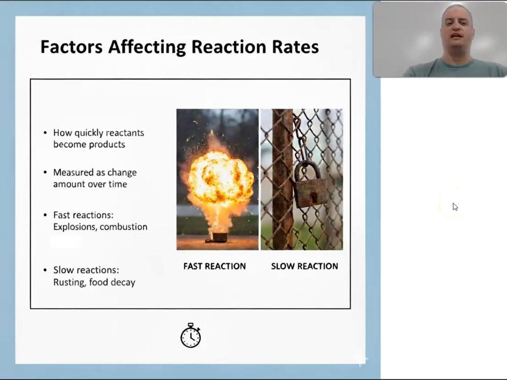Hello! Today we're talking about factors affecting reaction rates. So you can have some fast reactions like explosions, or you can have things that are slow like rusting. These are measured over time, and we're trying to look at how these can be influenced so we can change things to go faster or slower.